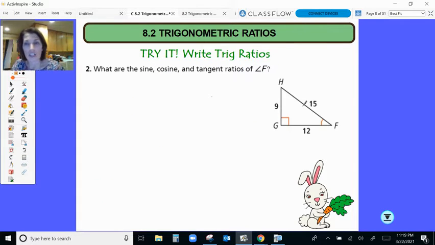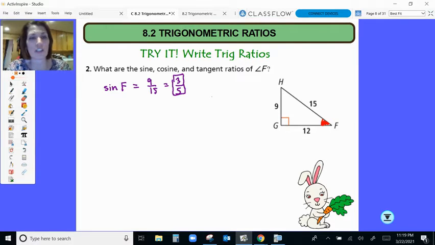Okay, so now let's talk about angle F. We did angle H last time. Now let's do angle F here. From angle F, let's look at the sine ratio. So my sine of angle F equals 9 divided by 15, which is going to reduce, since 3 goes into both 9 and 15, to 3/5. Okay, so that's my sine ratio.